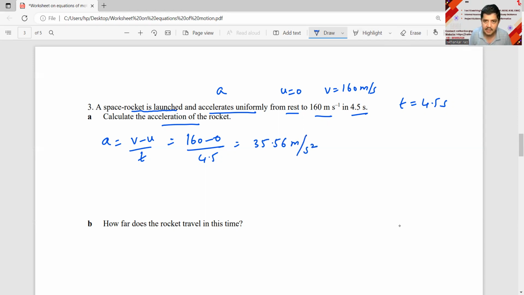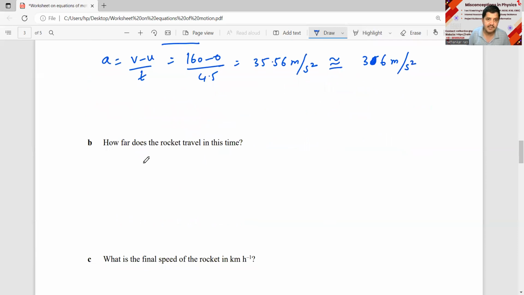Now, here you see two significant figures. So this should be represented only in terms of 35, or since you're getting 35.56 here, make it 36 meter per second squared. Okay, this should be the answer.